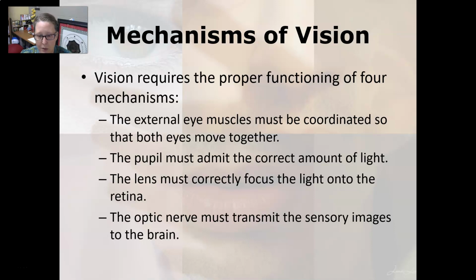And then the optic nerve must transmit the sensory images to the brain. And if there's damage to the optic nerve, then it could prevent the transmission of these images to the brain. So, all right, so that was a quick review of the eye and the mechanisms of vision.